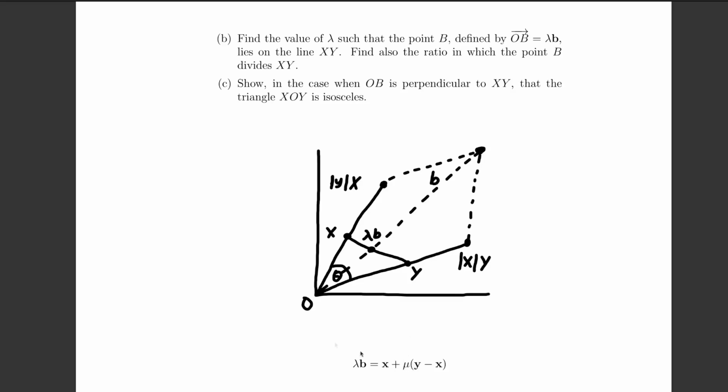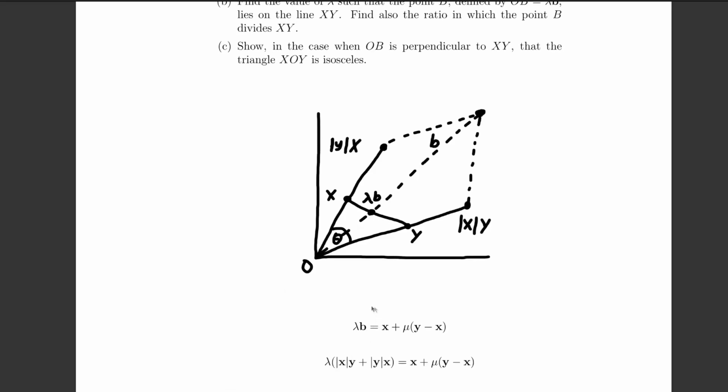So what we can say is we can introduce a new scalar as well. What I mean is we can just go lambda b to get to that point there, or we can go x plus some scalar multiple of the vector xy. And those will get to the same point, right? And then we can set those two vectors equal to each other. And when we do this, we can compare coefficients, right? Because we know b is in terms of x and y, so we just compare the x and y vectors.